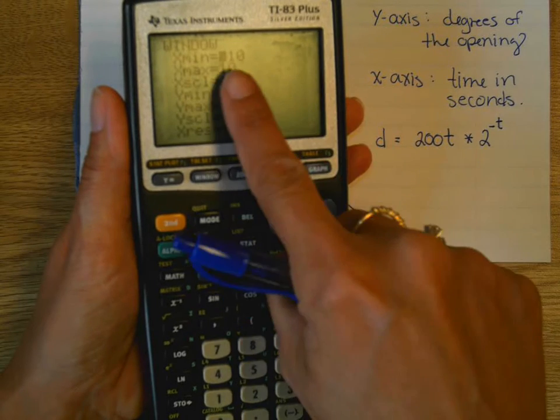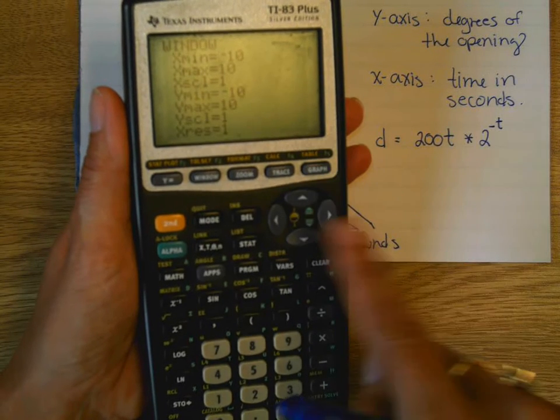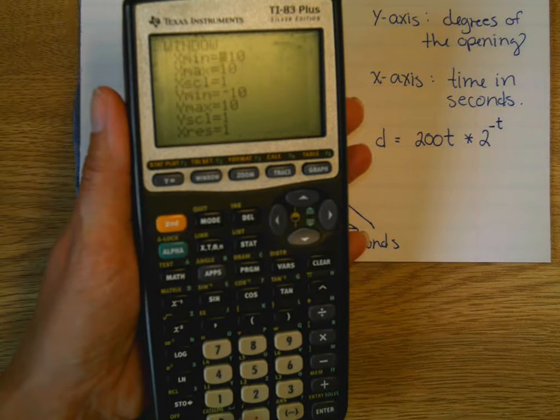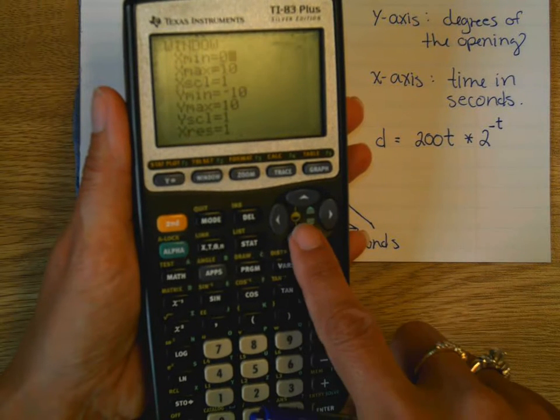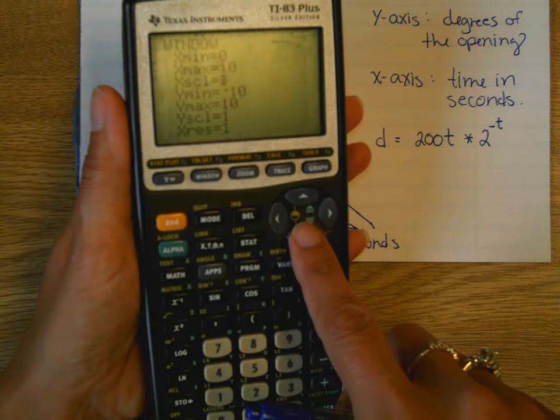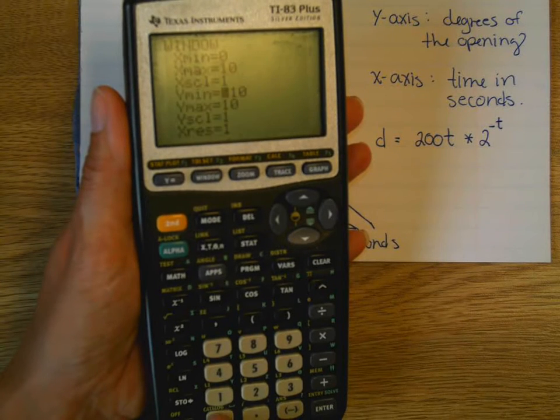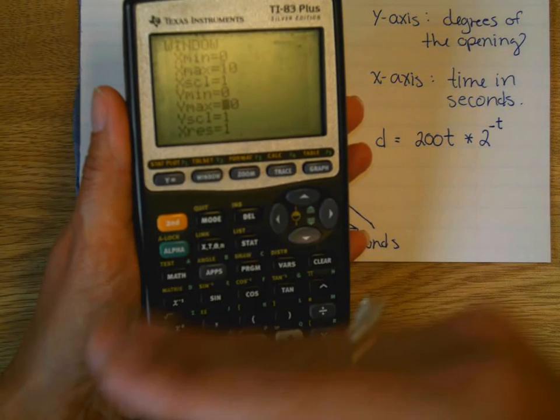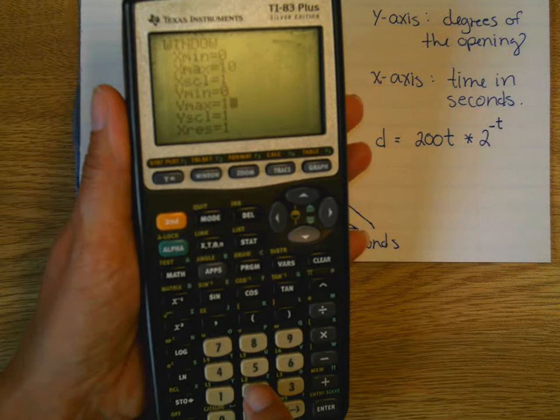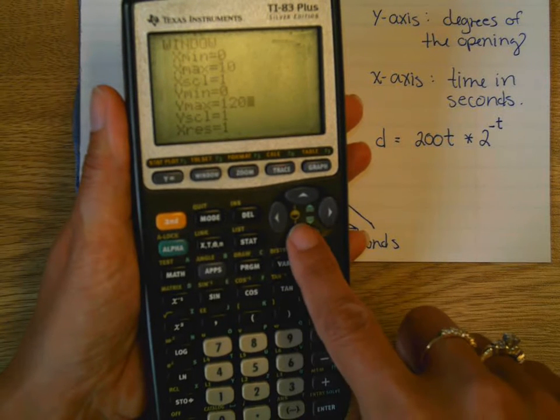And for x is time. And if we think about it, we're going to look at from 0 seconds to 10 seconds. That'll be good. And the y, being the degree, will go from 0 degrees to, say, like I said, maybe 120 degrees. Might be good. We'll see if that's enough.